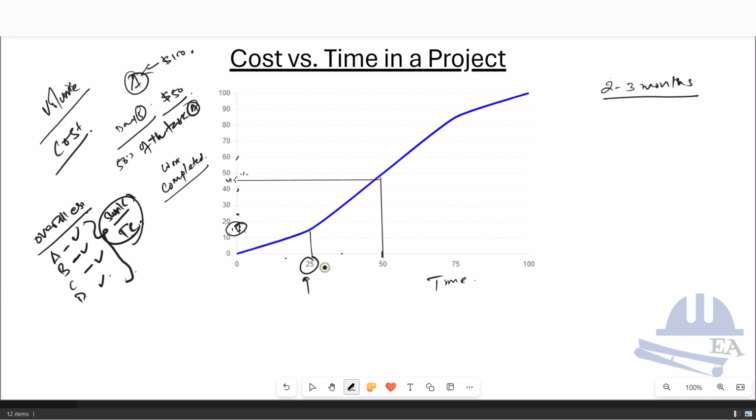So if you see over here, from 25 to 50% while going, the time is only 25%. Okay. But the work, if you see, has gone from 15% to 45%. That's the increase of 30%. So in the initial 25%, you only did 15%. In the next 25%, you did 30% of the work, which means that the project is going at a faster pace.